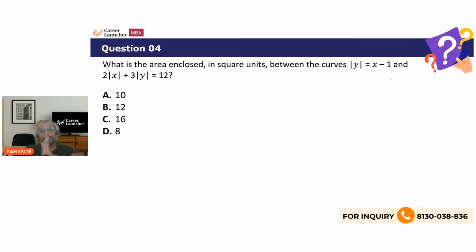Back to equations and their graphs. As I said, a lot of recent year problems have been built around finding the area enclosed by some graphs. So what is the area enclosed in square units between the curves mod y equals x minus 1? Remember, mod y equals x minus 1, not y equals x minus 1.